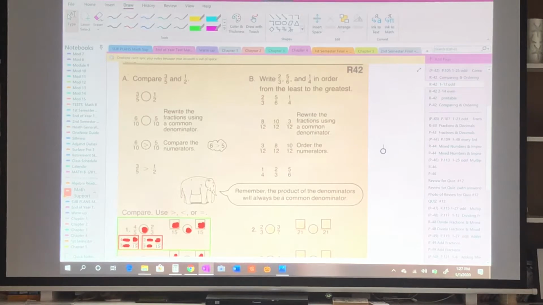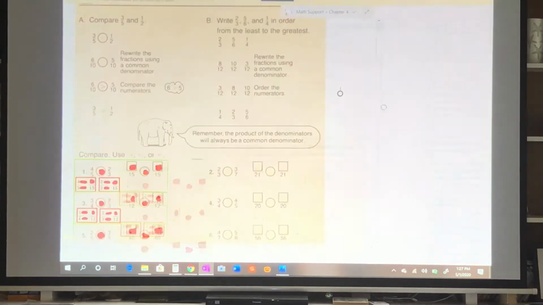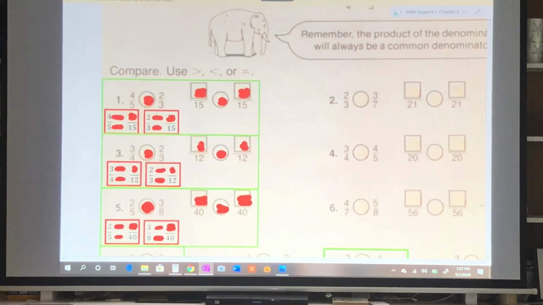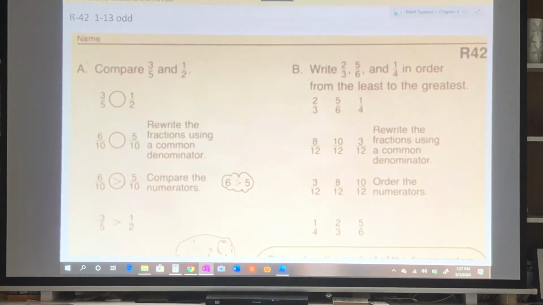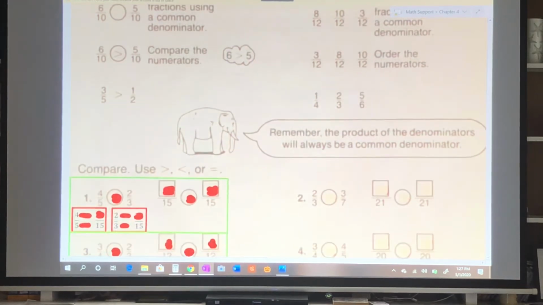We're correcting R42. So, I've had some people contact me from Math 8 and Math Support saying, how many did I miss? Remember, you're correcting it right now, so you know exactly, instantly, what you scored on this. So R42, let's take a look. Okay. Compare. All right. Let's see.